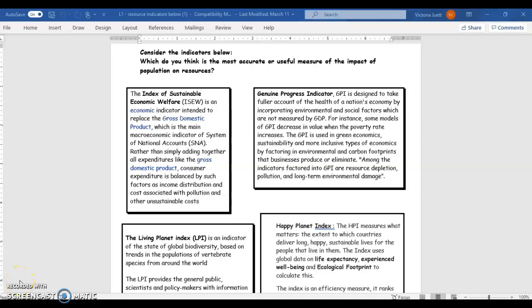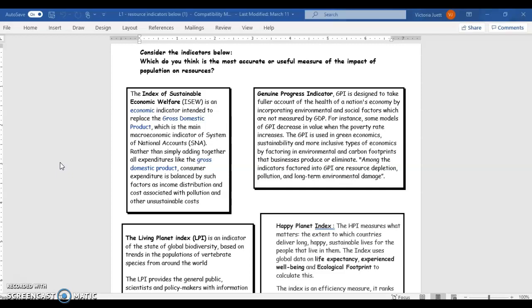So here are the indicators. So there's the Index of Sustainable Economic Welfare, or the ISEW. It's an economic indicator intended to replace GDP, which is the main macroeconomic indicator of the system of national accounts. So rather than simply adding together all expenditures like GDP, consumer expenditure is balanced by such factors as income distribution and the cost associated with pollution and other unsustainable costs.